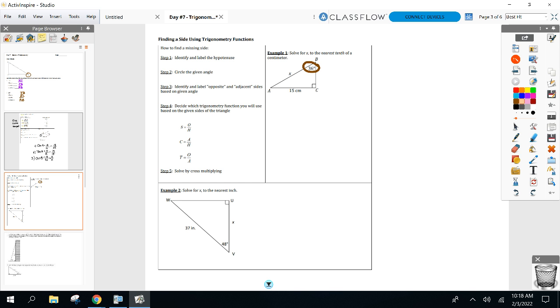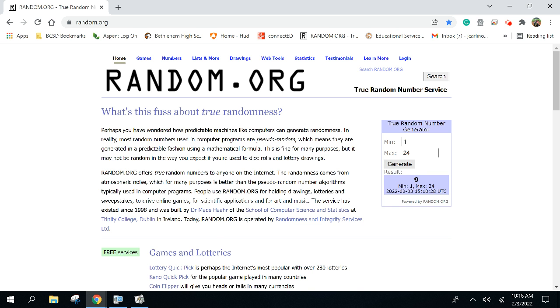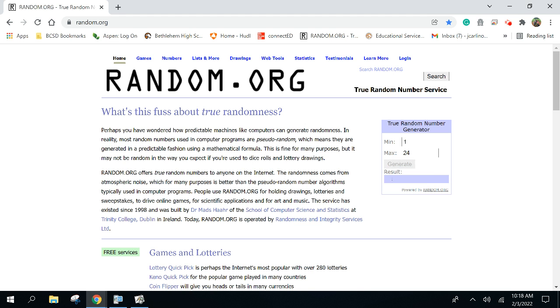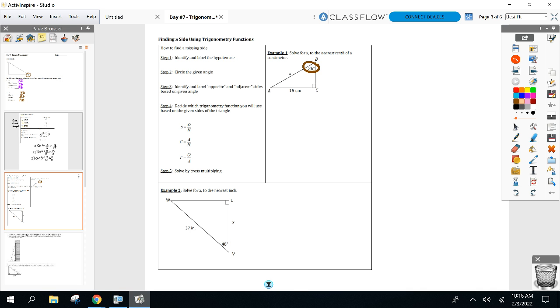What are the two sides I gave you? 15 and X. Are they opposite, adjacent, or hypotenuse for the 36 degrees? So let's find out. Let me talk to somebody. 9? Do we have a 9 or any more? Nope. We should just regroup with numbers, actually. 7? Okay, so good. X is the hypotenuse.